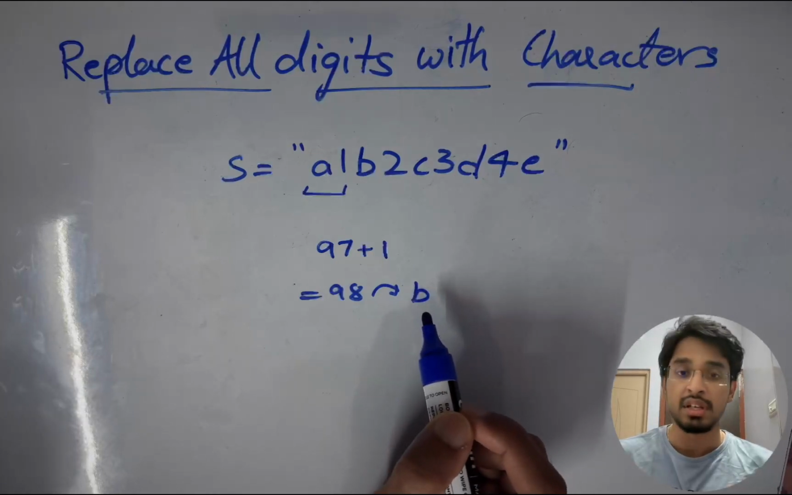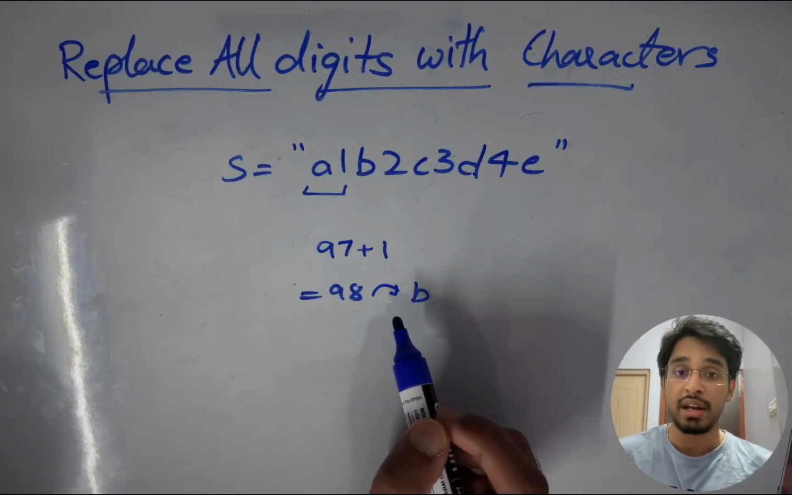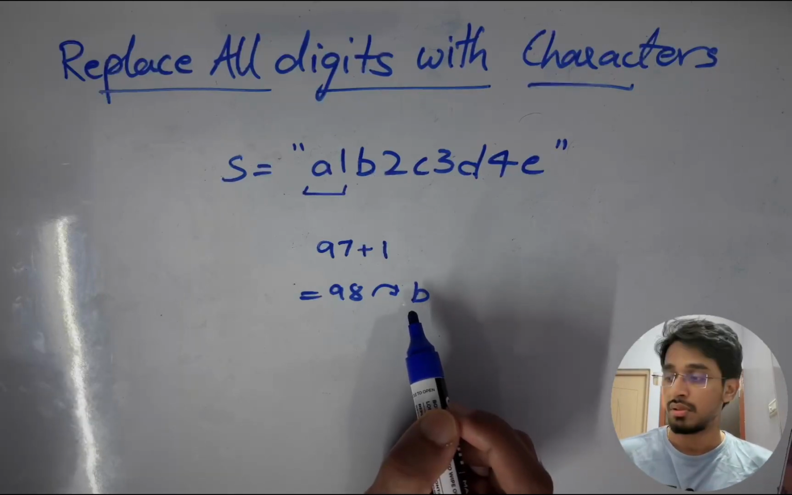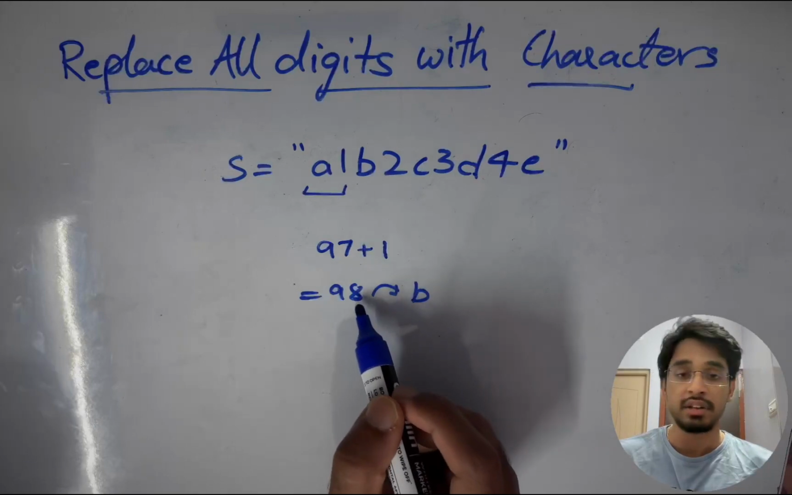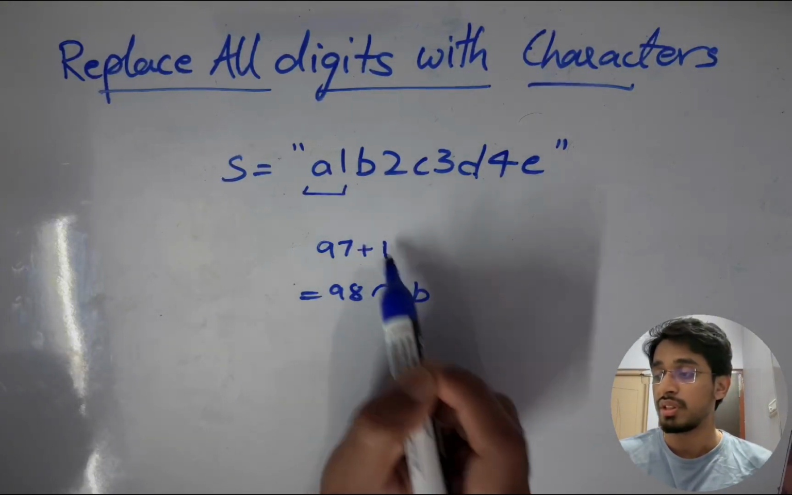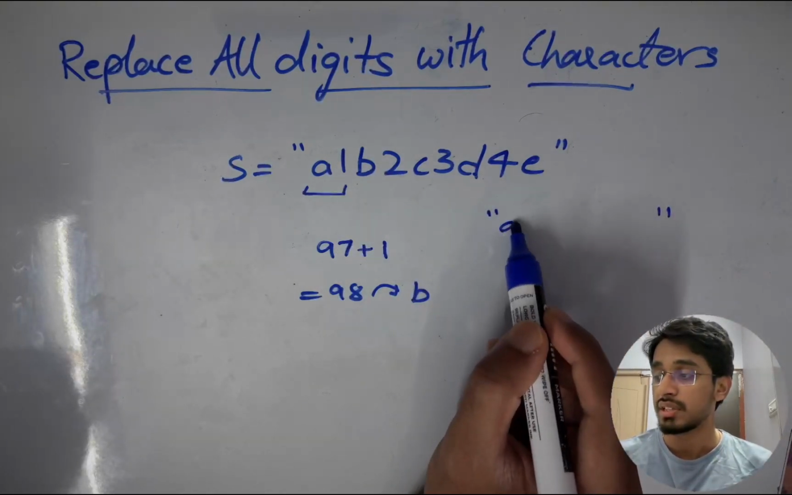We have inbuilt functions in JavaScript where we can convert a character to its numeric value or vice versa. Once I find the character at 98, the ASCII value of that, I need to replace this 1 with b. So what we can do is create an empty string. Then we can just start replacing.